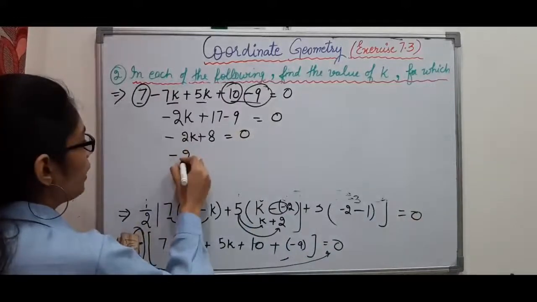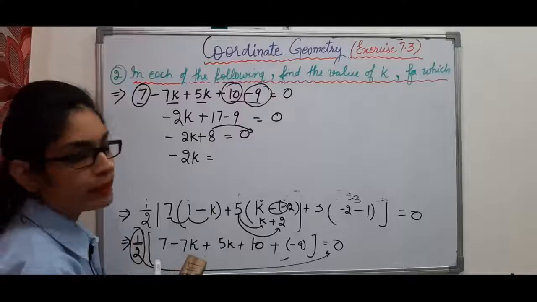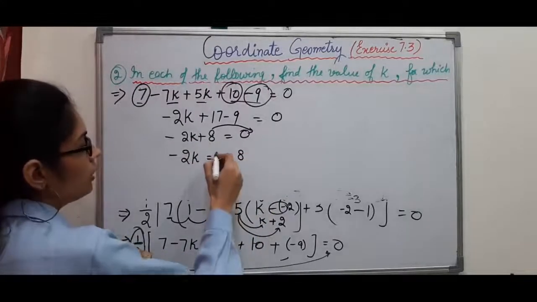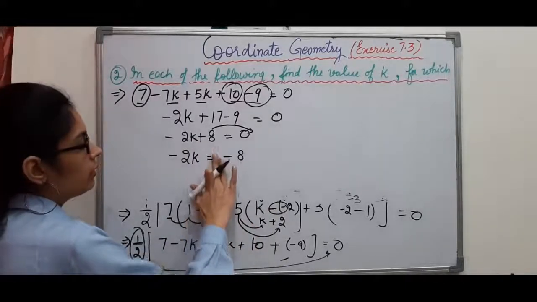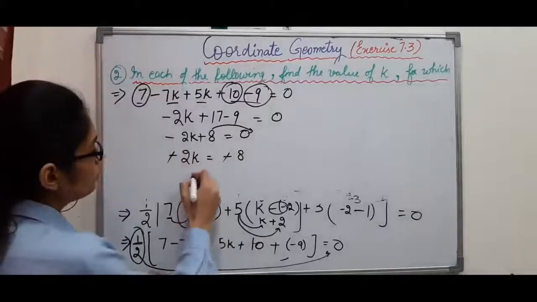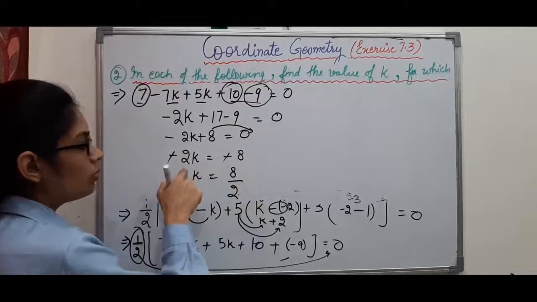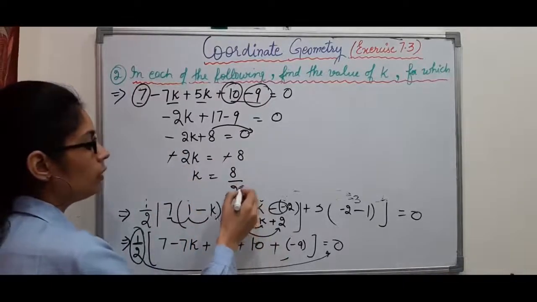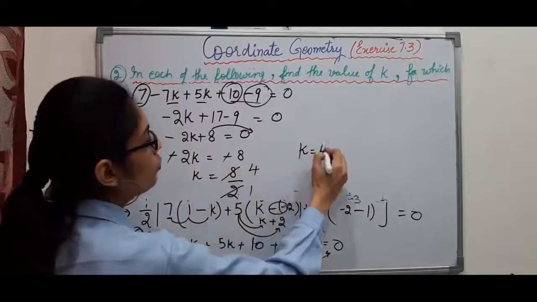We need to find the value of k, so shift 8 to other side, plus 8 it will be changed to minus 8, on shifting of side it will be 0 minus 8, so 0 minus 8 it will be minus 8. This minus sign you can cancel, so k is equals to 8 by 2, because this 2 is getting multiplied this side, on changing the side it will get divided, 2 into 1, 2 into 4, so k is equals to 4.